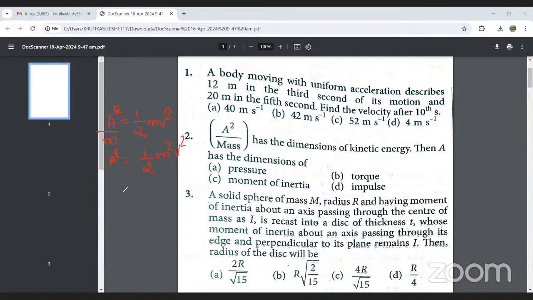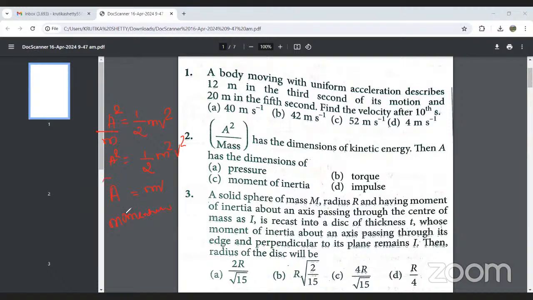Yes. So now here A square is equal to 1 by 2 m square v square. So therefore A will be what here, students? We can leave the dimensions formula. So A square is equal to m square v square. Therefore A is equal to mv. So mv is nothing but the momentum.